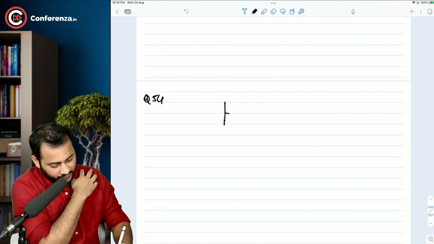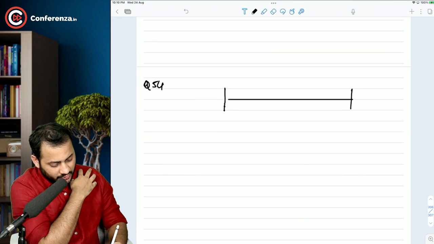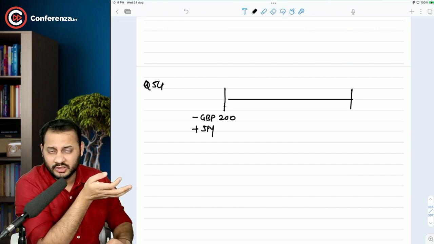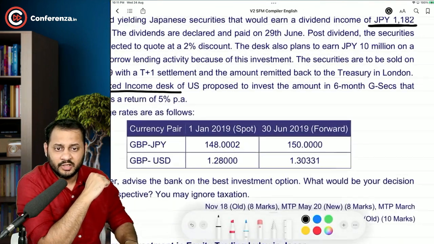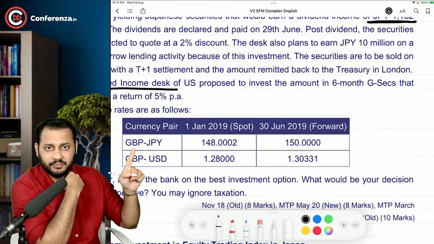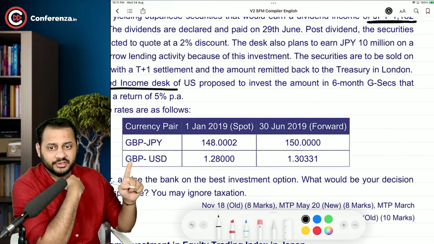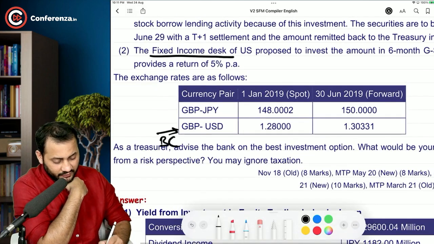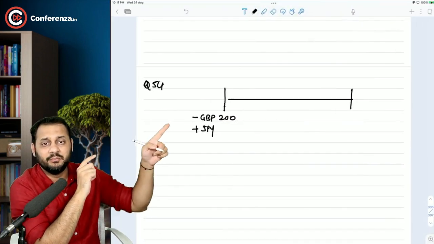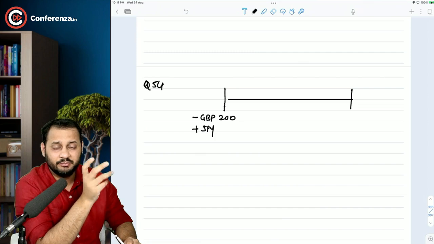So if today we have to invest in Japanese yen, the very first thing that we will have to do is convert the GBP into Japanese yen. So 200 million GBP has to be sold in the market. Let's find out what is the base currency. You can clearly see from this that 148 should be Japanese yen per GBP and 1.28 should be USD per GBP. So GBP is the base currency. We will put the requirements all the time in GBP. We want to sell GBP today at spot. Sell GBP, bank will buy it.